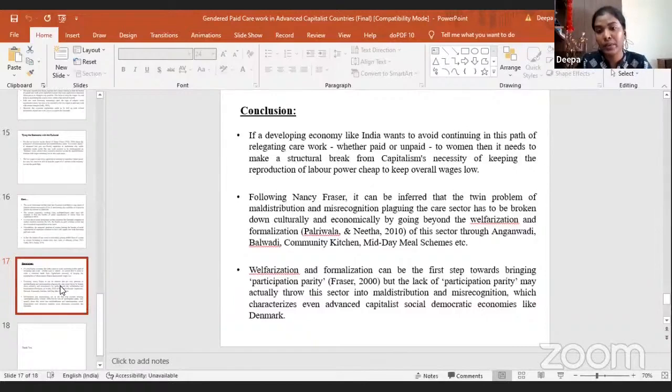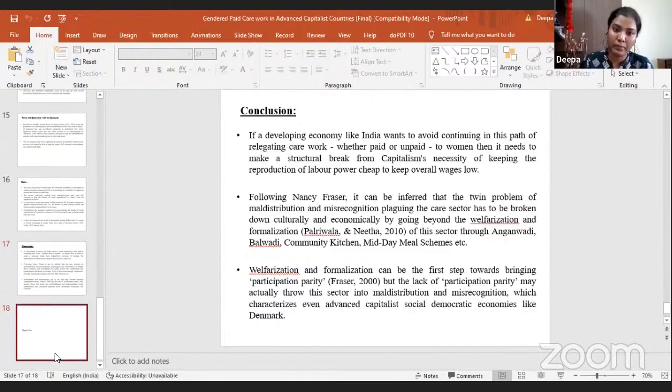Following Nancy Fraser, it can be inferred that the twin problem of maldistribution and misrecognition plaguing the care sector has to be broken down culturally and economically by going beyond the welfareization and formalization of the sector through Anganwadi, Balwadi, community kitchen, midday meal schemes, etc. So the welfareization and formalization can be the first step towards bringing participation parity, but the lack of participation parity, especially in terms of gender, may actually throw the sector into maldistribution and misrecognition, which characterizes even advanced capitalist, social democratic economies like Denmark. So with this, I conclude my presentation.